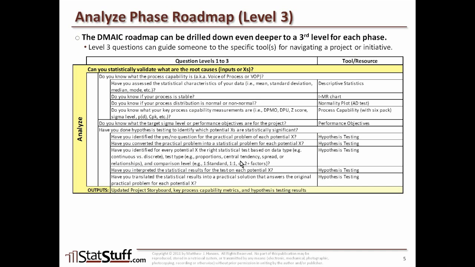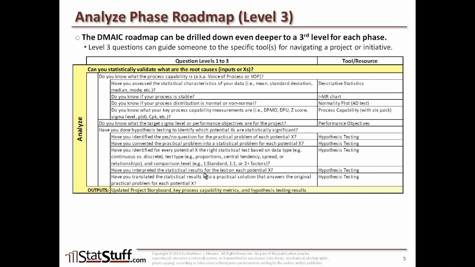All these are elements to help figure out what is the right statistical test on which you're going to do your hypothesis testing. Next question you might ask yourself is, have you interpreted the statistical results for the test on each potential x? Well, you don't just run the test, you have to be able to interpret the results from the test to figure out from there whether it's really going to be a critical factor or not. You have to be able to interpret the information from that test. And then you find yourself at the last question, have you translated the statistical results into a practical solution that answers the original practical problem for each potential x?